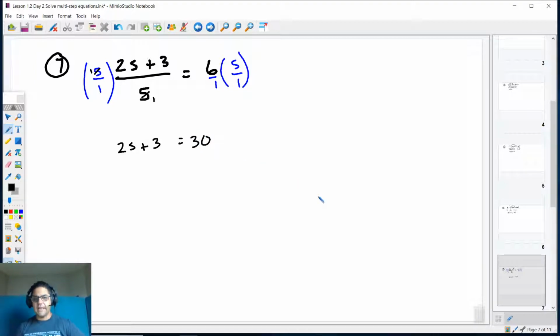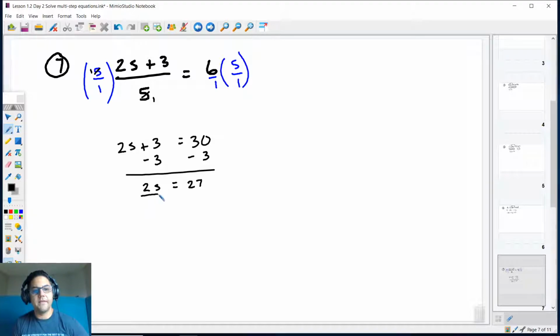So if you notice, again, we've got a nice two-step problem. We'll go ahead and complete it. So we're going to subtract 3 on both sides. So it means I have 2s is equal to 27. Divide by 2. So s is equal to, and we are going to keep it as an improper fraction, 27 over 2.